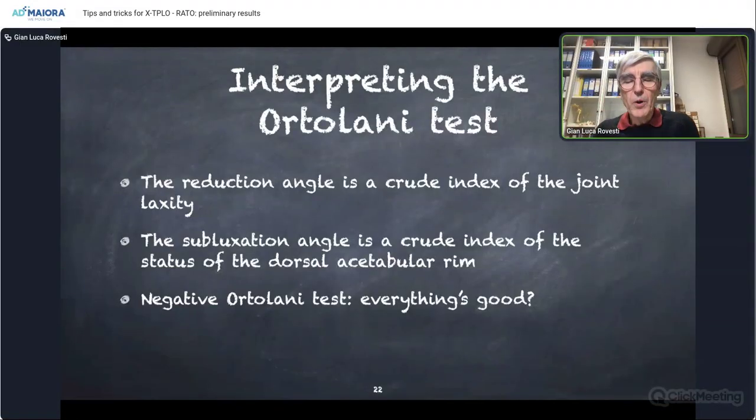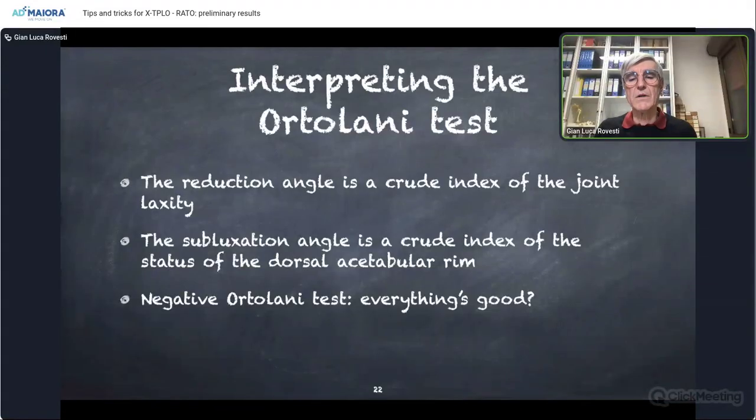The important thing is to interpret the Ortolani test. The reduction angle is a crude index of the joint laxity. The higher, the more lax. Of course, not in a linear way. We cannot say if it's 20 degrees, we have a 20 laxity, 30 degrees, 30 laxity. It's not like that, but it's a crude index. The higher, the more lax.